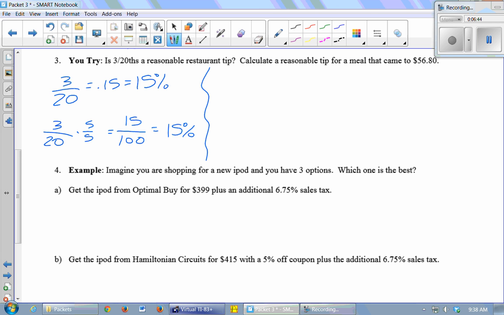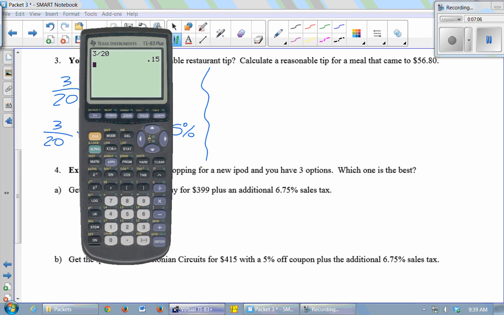All right, so calculate a reasonable tip for a meal that came to $56.80. So we have lots of strategies here. Anybody want to share how they do this? Yep. Oh, so you use like a calculator? You did 0.15 times 56.80 gets you 8.52, right? Okay, so that would be an exact 15% tip.